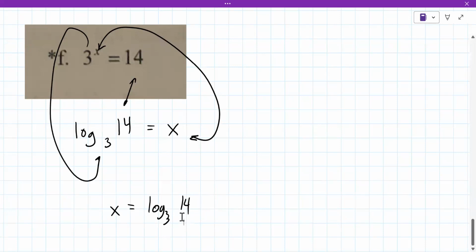That's it. You don't have to do anything else. Now you could put it in the calculator, but you don't need to. This is considered exact. And this is what they want.